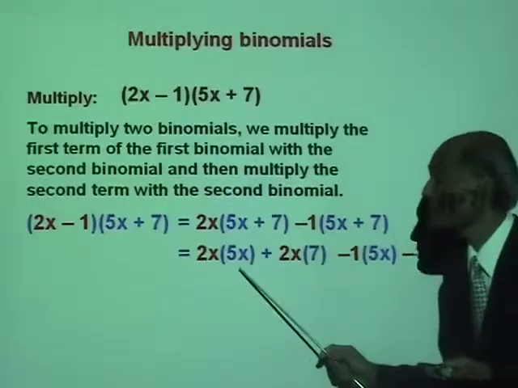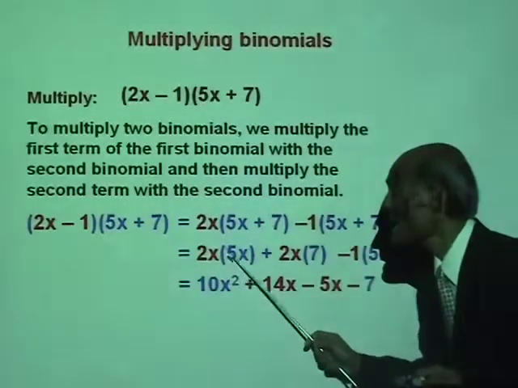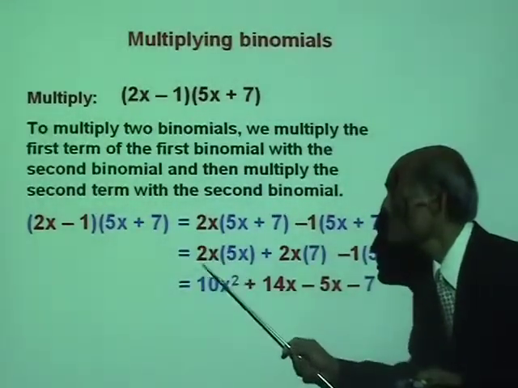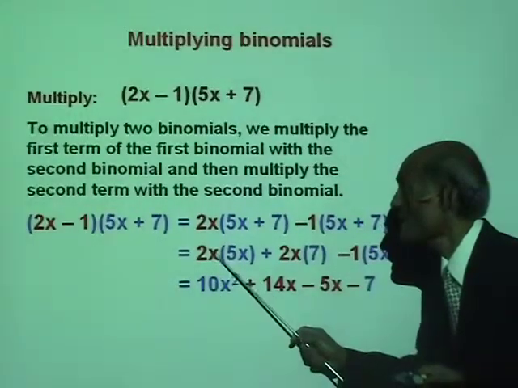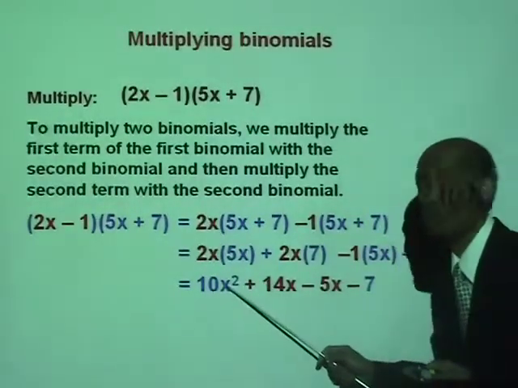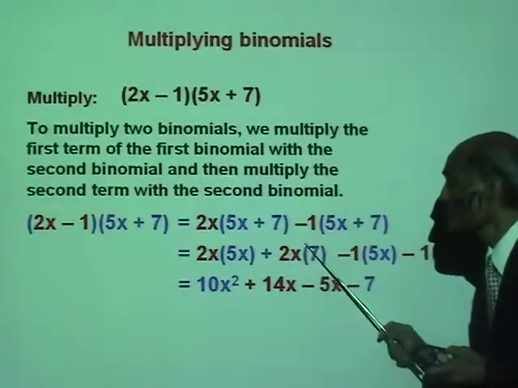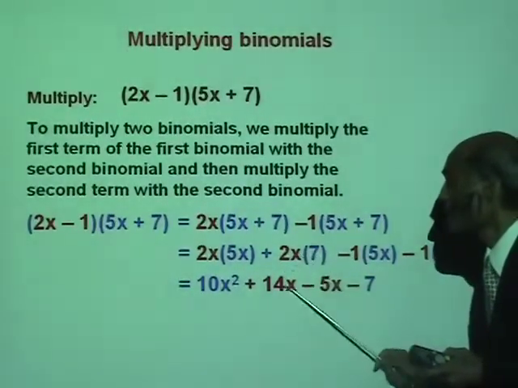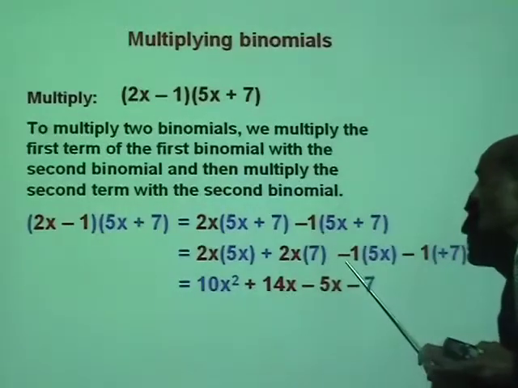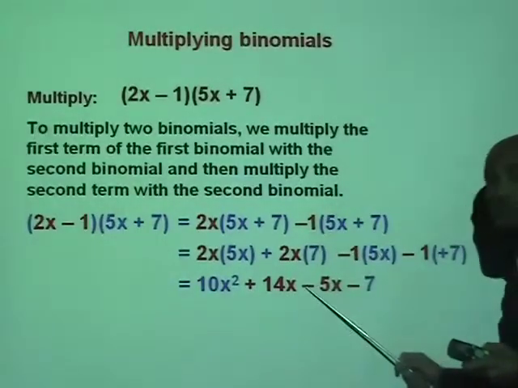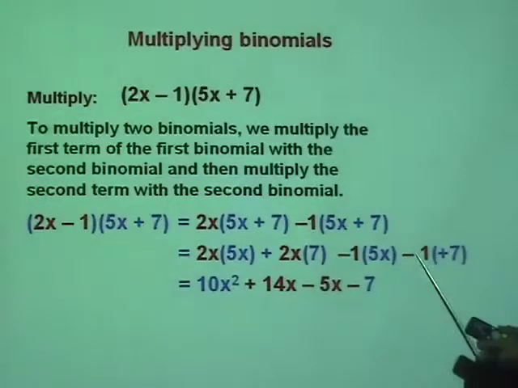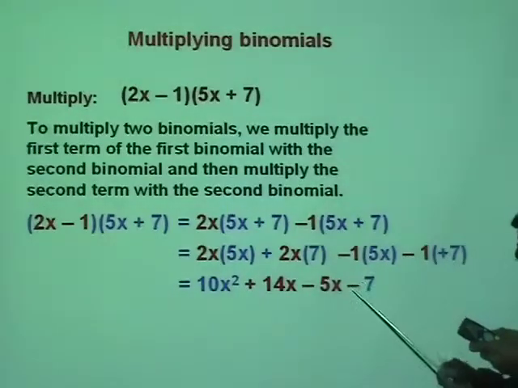What does that give you now? That will be 10x squared. 2 times 5 is 10. x times x is x squared. 10x squared plus 2 times 7 is 14, 14x. Negative 1 times 5x is minus 5x. Minus 1 times 7 is minus 7.